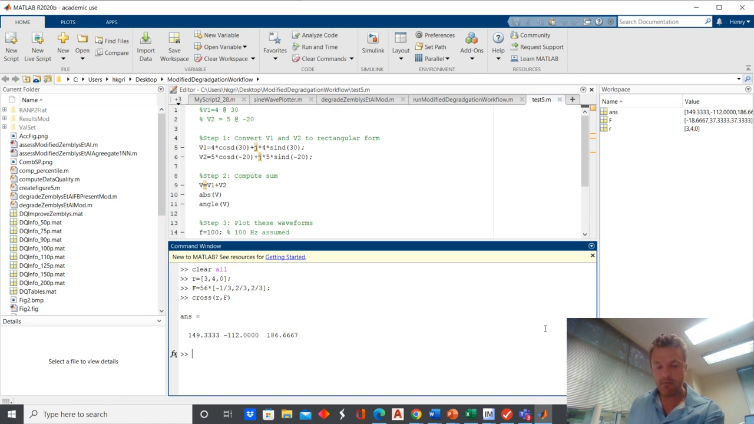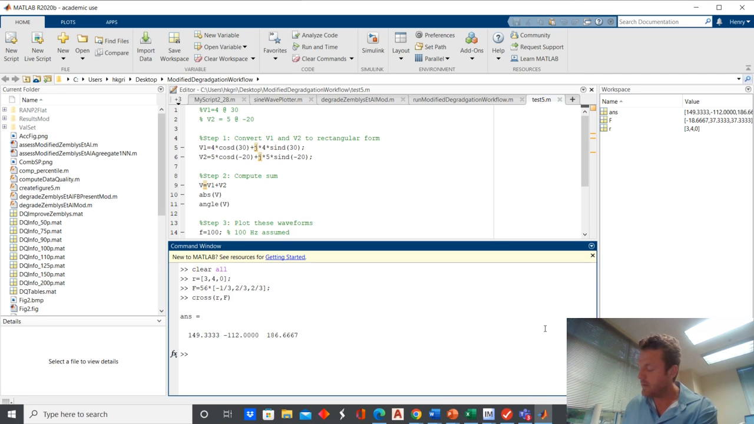And the x component rounded to 3 sig figs is 149. The y component is minus 112. And the z component is 187. And that will take on the units of the product of whatever units our position vector was in times our force vector. And since we're in the empirical units, that will be in foot-pounds.